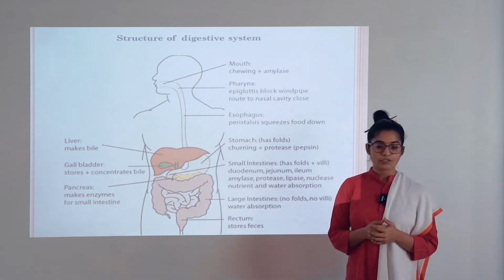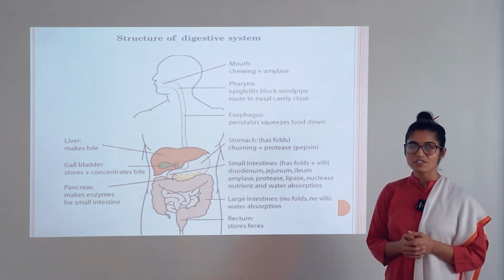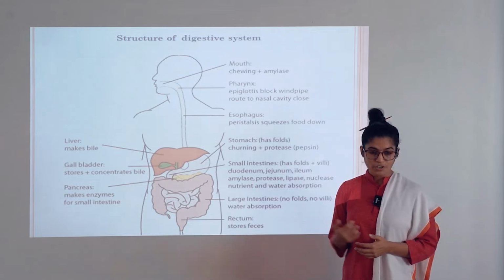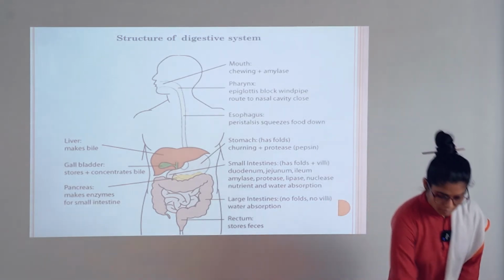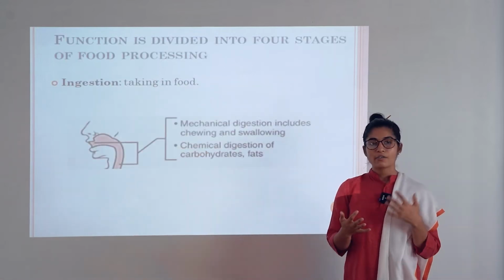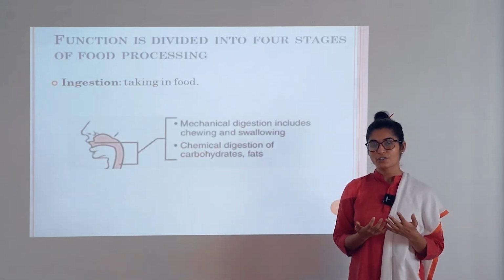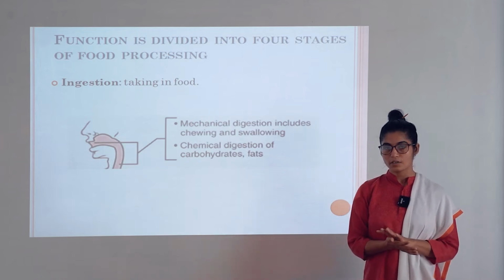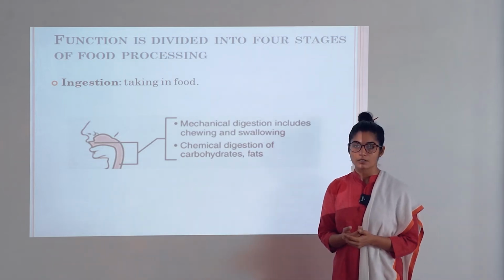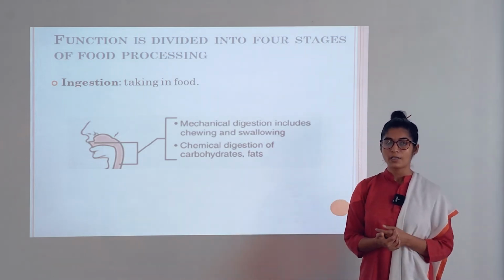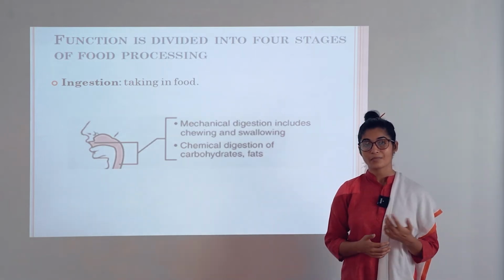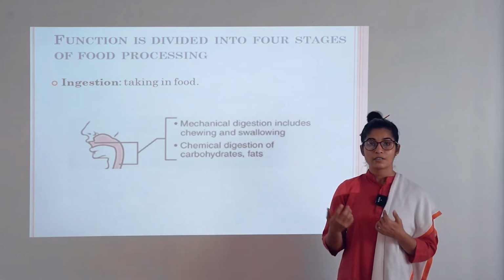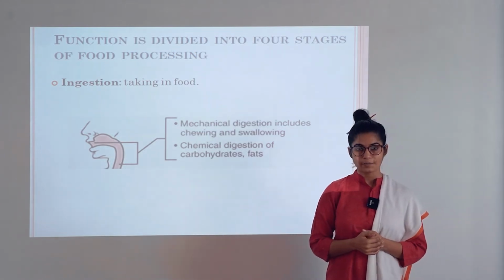So this is the structure of the digestive system. We have discussed the complete structure and anatomy. Now we will talk about the functions of the digestive system. We have already discussed the structure, now we will talk about the functions. What are the functions of the digestive system? The digestive system has 4 major functions. Now we will cover these functions one by one.